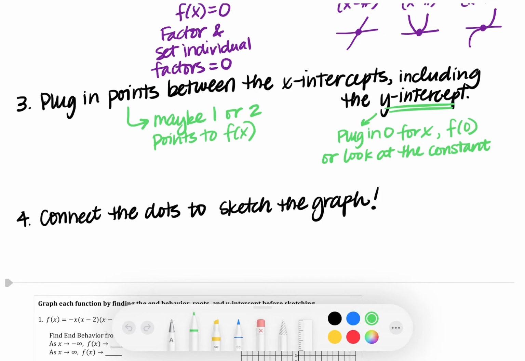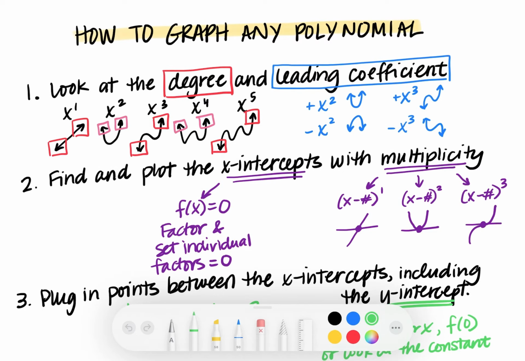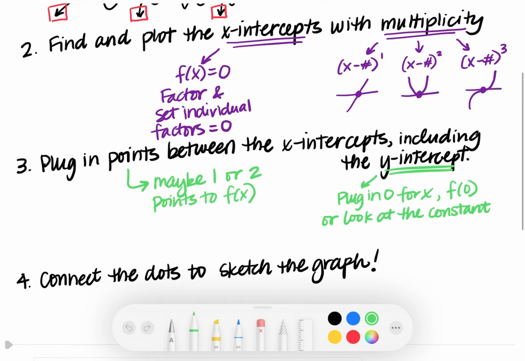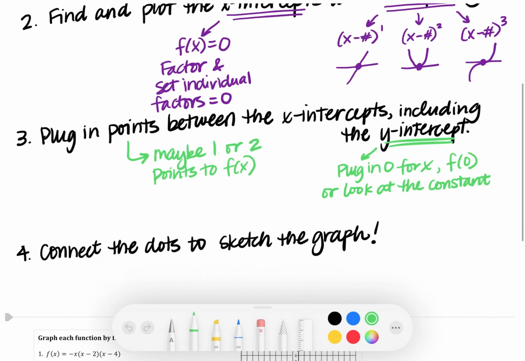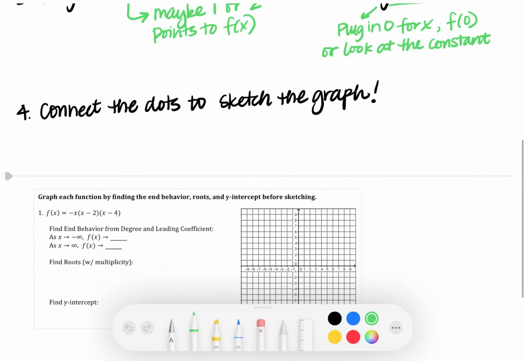Okay, so we found the general shape of our function by looking at the degree and the leading coefficient. Then we plotted specific points, our x-intercepts, making sure to graph them with the right shape based upon whether it's to the first power, to the second power, or the third power. And lastly, we've given our graph a little bit more detail by checking some points in between the x-intercepts and plotting that y-intercept. All we have left to do now is connect the dots and graph. So let's try an example.